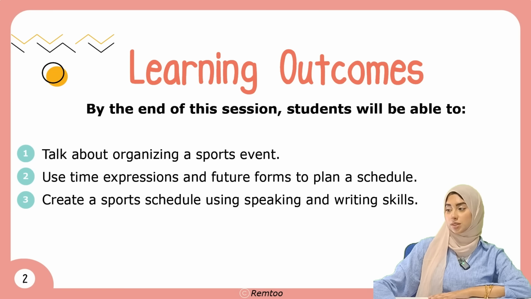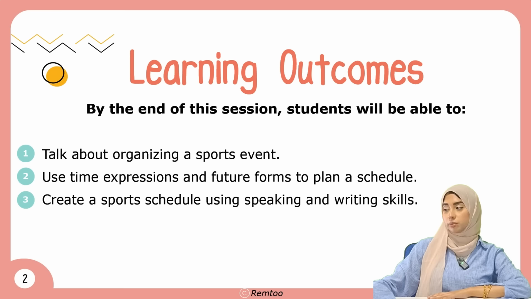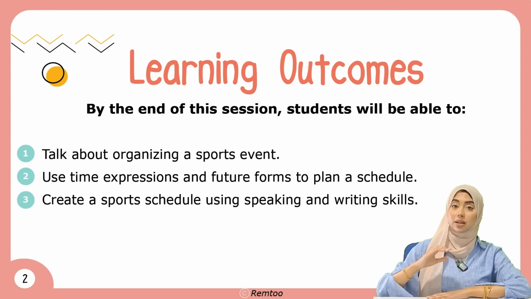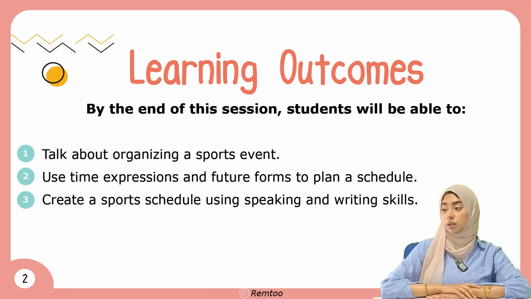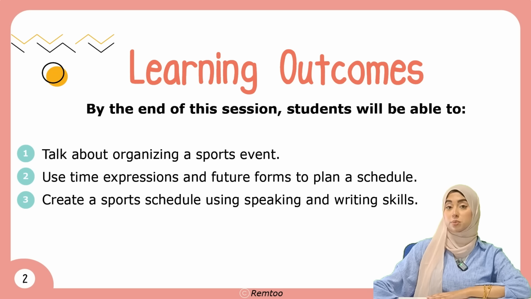Learning outcomes are the things you're supposed to know by the end of the session, so let me read them for you. You will be able to: number 1, talk about organizing a sports event. 2, use time expressions and future forms to plan a schedule. 3, create a sports schedule using speaking and writing skills. Okay, that's good. Let's jump into the warm-up activity that we have.